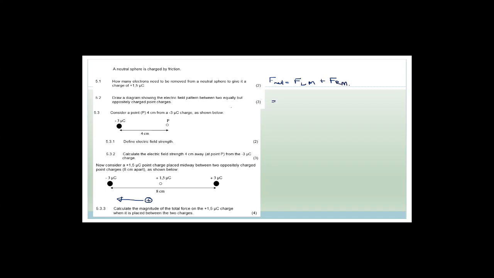Okay, so therefore it's going to be k, well, let's just make it 9 times 10 to the 9 again straight away, multiplied by 3 times 10 to the negative 6, times 1.5 times 10 to the negative 6, all over the distance. If this is midway, then this distance here is 0.04, okay, yeah, 0.04 all squared. Okay, so do you agree that these numbers are effectively the same for both these sums? They're just going to be, one's going to be pushing, the other one's going to be pulling.